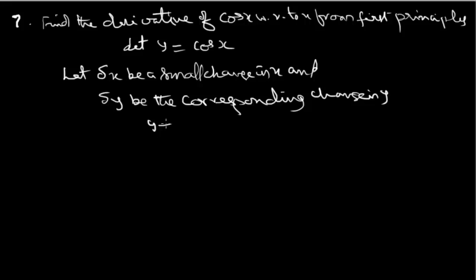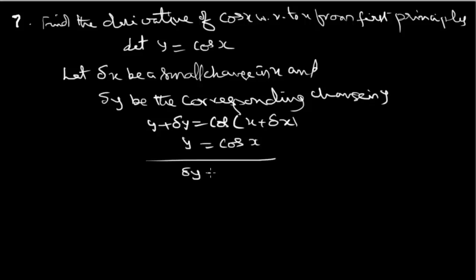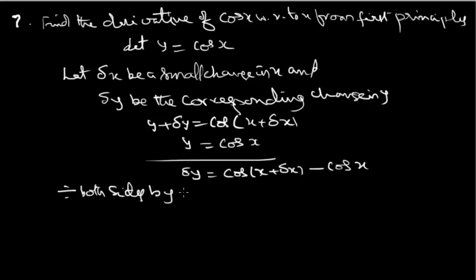So we write here y plus delta y is equal to cos of x plus delta x. Below that you write y is equal to cos x and subtract as usual. Delta y is equal to cos of x plus delta x minus cos x. Divide both sides by delta x and take limits as delta x tending to 0.